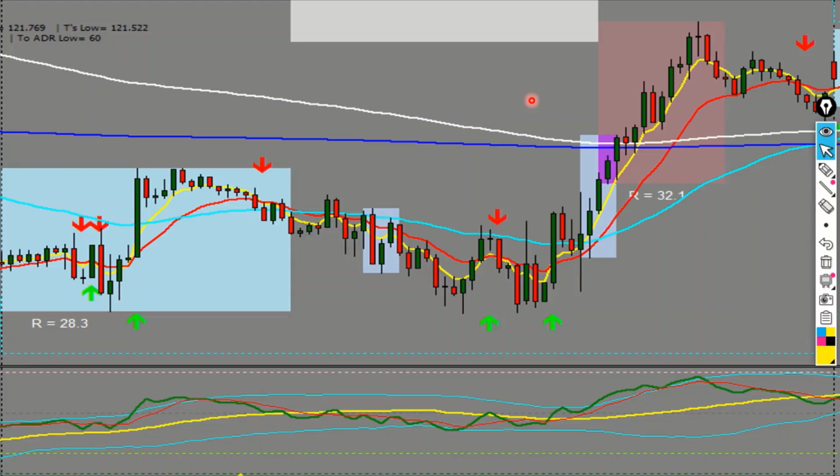So let's move to the real chart. This is what a type 2 will look like.